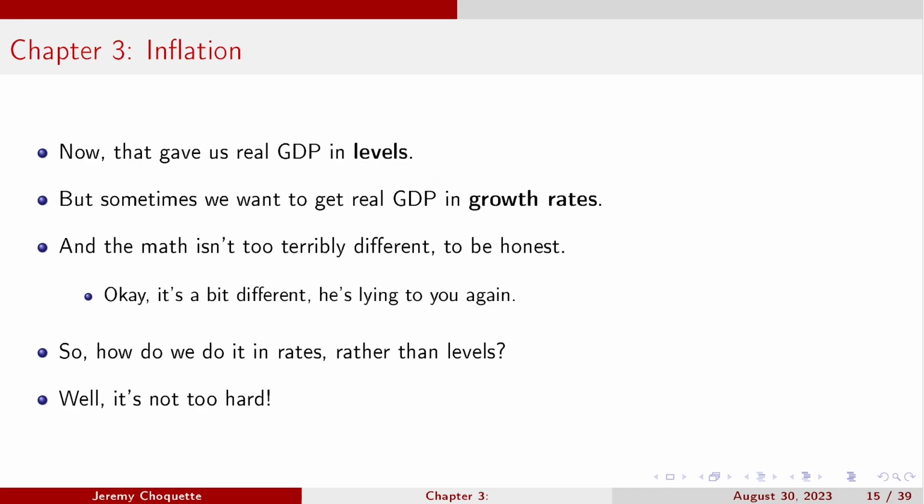Now, that gave us real GDP in levels, but sometimes we want to get real GDP in growth rates. And the math really isn't all that different, to be honest. Okay, it's a little different, but I don't know, not really. As I'm deriving it, it looks different. At the end, it's actually pretty much the same. So how do we do it in rates rather than levels?